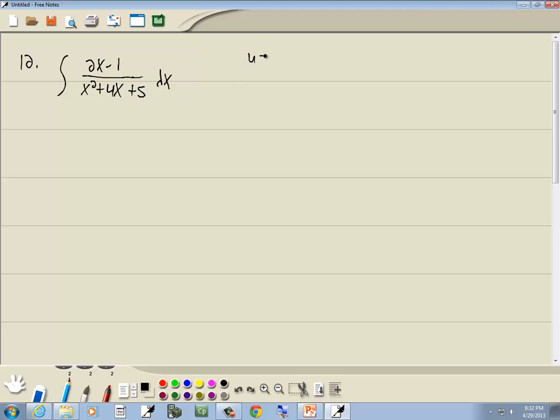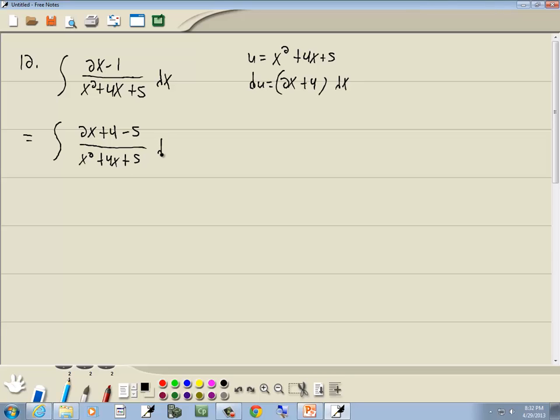Remember, if I let u equal the denominator, u is equal to x squared plus 4x plus 5, du would be 2x plus 4 dx. Which is close. We got 2x, so we can rewrite the top as 2x plus 4 minus 5 over x squared plus 4x plus 5 dx. Because going backwards, 4 minus 5 would give us a negative 1. And now we have our 2x plus 4.